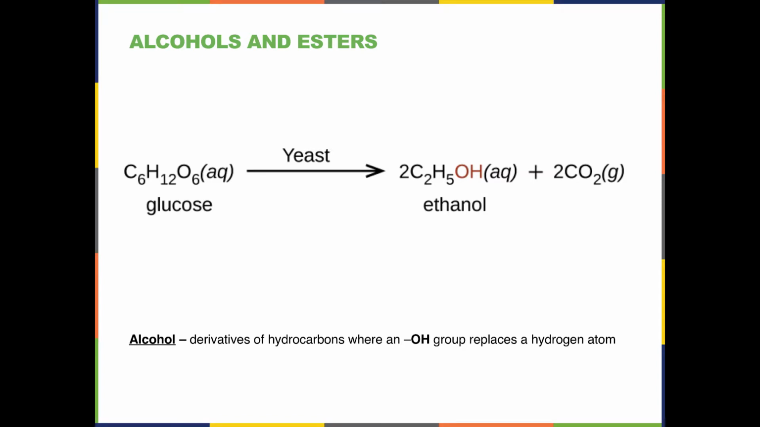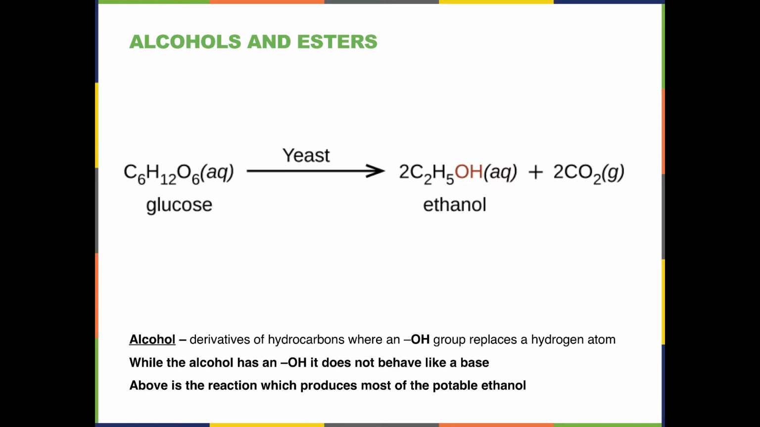So an alcohol is a derivative of a hydrocarbon where a hydroxy group is substituted in place of a hydrogen atom. And you can see that over here on the right side of the equation. This ethanol is basically ethane with an OH on the end. Well, the alcohol has an OH. It does not, and I want to repeat this, it does not behave like a base that we've been talking about in the past.